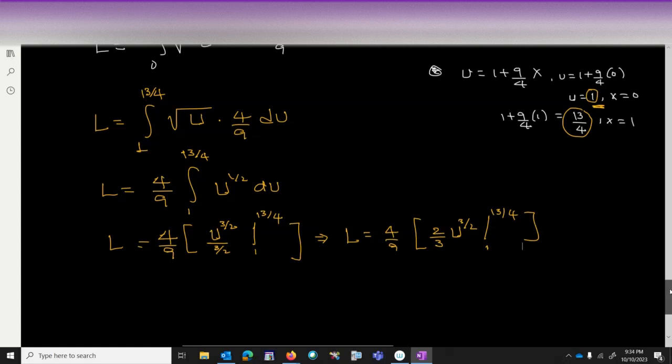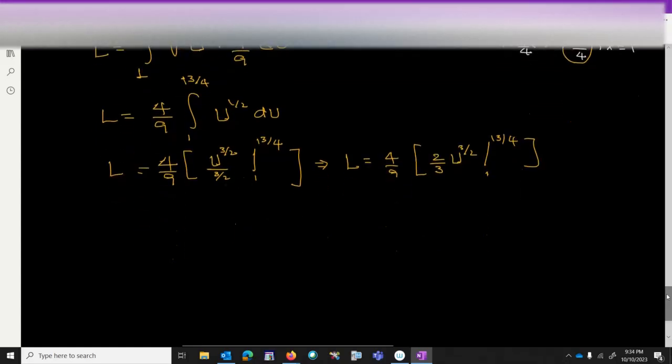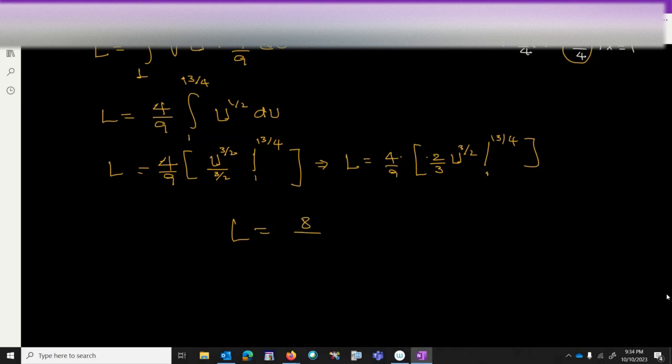Now, almost close to the end. So L is equal to, what is 4 times 2? I can take out the 2 over 3 and just multiply it with this one. That's going to be 8 over 27 times u to the power of 3 over 2, that runs from 1 to 13 over 4. Okay, that's the limit of integral.